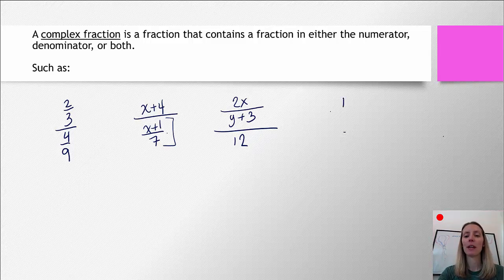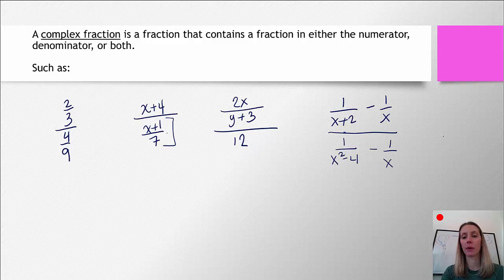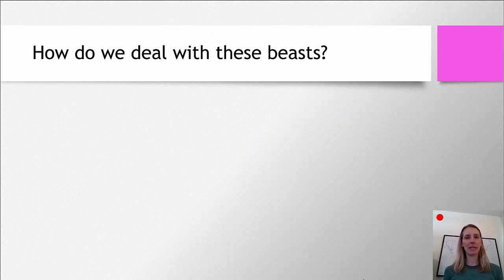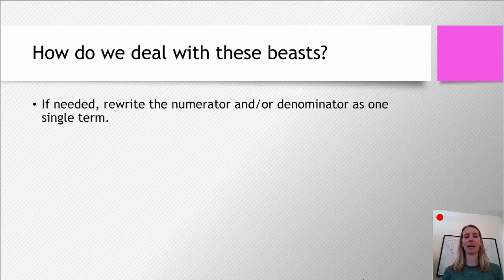We could see something like 1/(x+2) minus 1/x, divided by 1/x² minus 4 minus 1/x². So these can get really, really complicated as opposed to just mildly complicated. So how do we deal with these beasts? Here are some suggested steps.